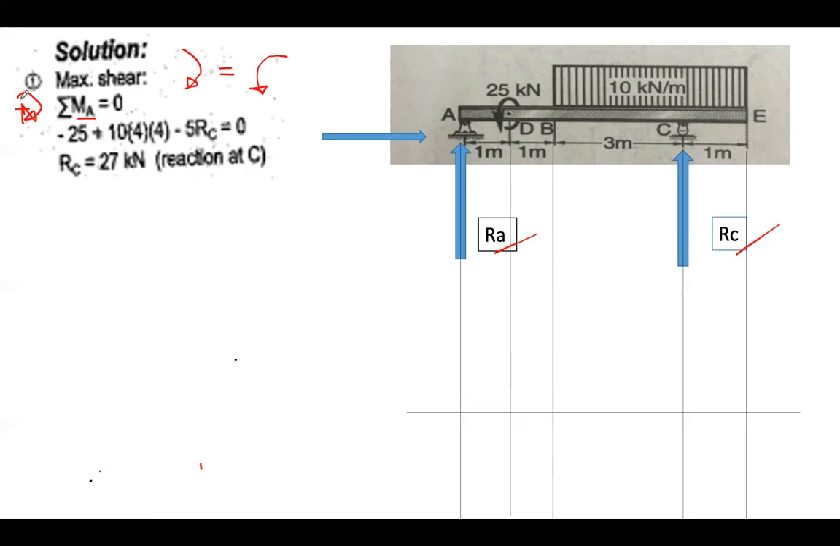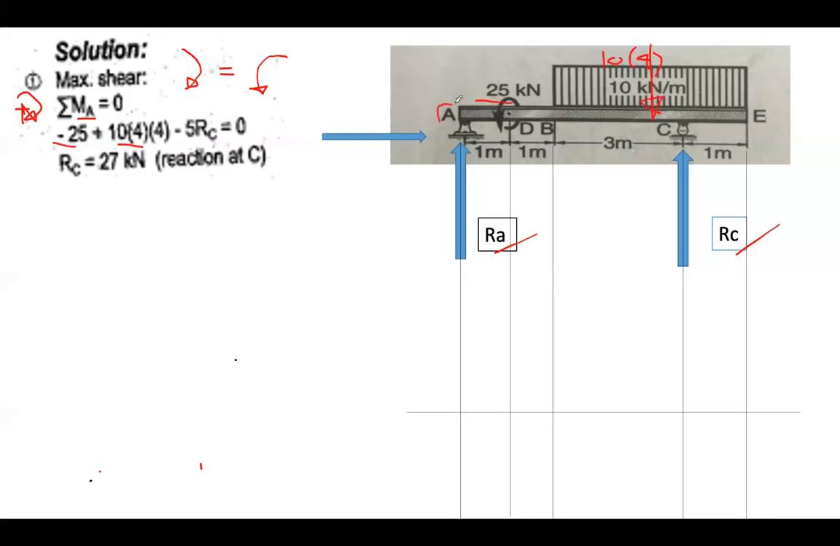Or we can do it also by having the sign convention, clockwise as positive moment. So obviously this is negative in this direction, counterclockwise. So you can write here negative 25. And then you have here the resultant of this uniform load, 10 times 3 and 1 is 4. So this is 10 times 4.